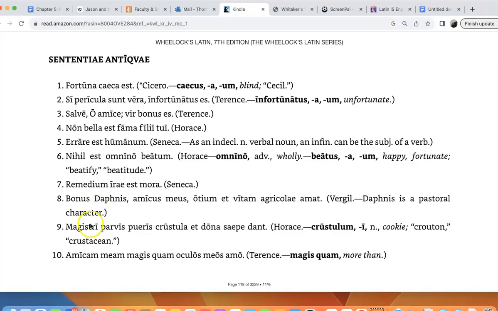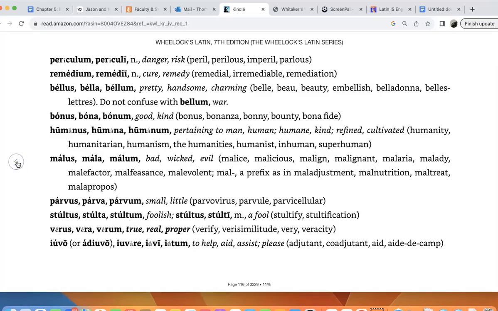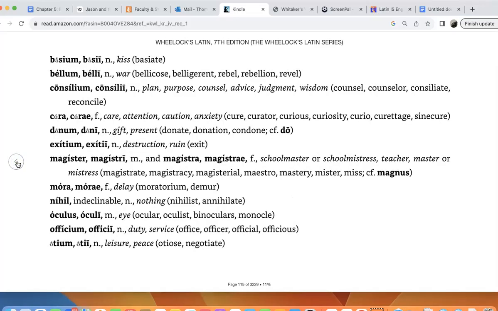All right, let's see. Novem, magistri parvis pueris crustella et dona saepe dant. Here we get the word cookie or croutons, crustacean. Those of you in geology, oceanography might enjoy that word. So magistri, that's one of our vocabulary words. In fact, a lot of these are vocabulary words. I don't go back as much, maybe I should, just because it gets a little bit clumsy. But magister, magistri. In fact, here we had mora, morai, nihil, nothing.